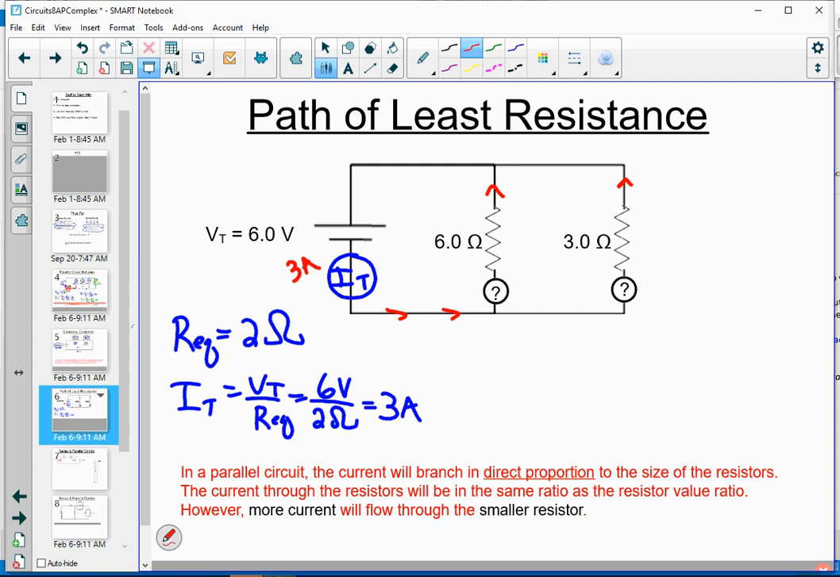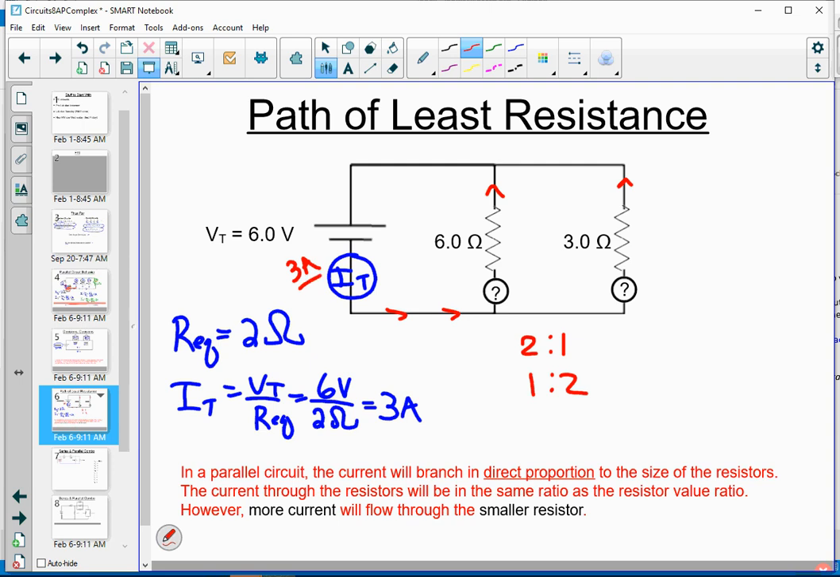I'll do the reveal. In a parallel circuit, it turns out that the current will branch in direct proportion to the size of the resistors. The current through the resistors will be the same ratio as the resistor ratio. However, more current will flow through the smaller resistor. So notice once again, our resistors are at a 2-to-1 ratio. That means that the current will branch in a 1-to-2 ratio. The same ratio, but more current will go through the smaller resistor.